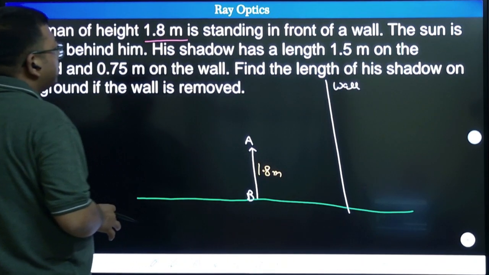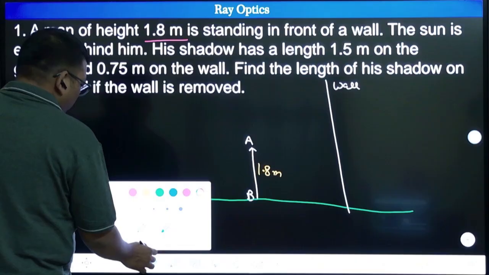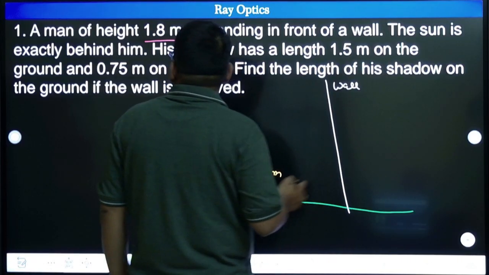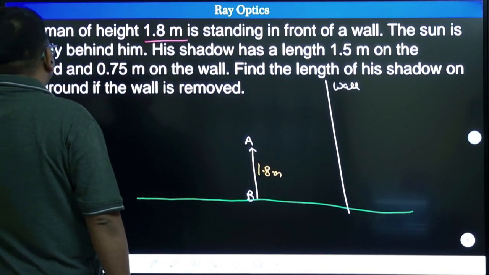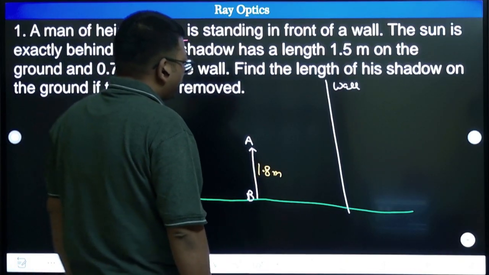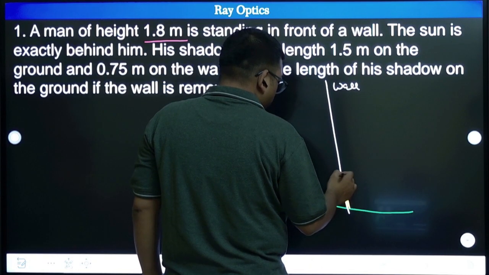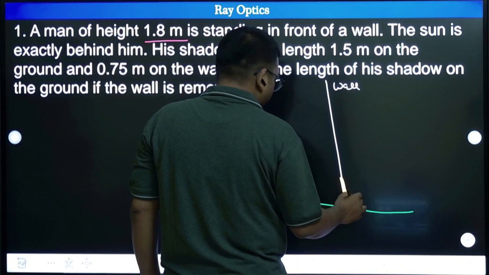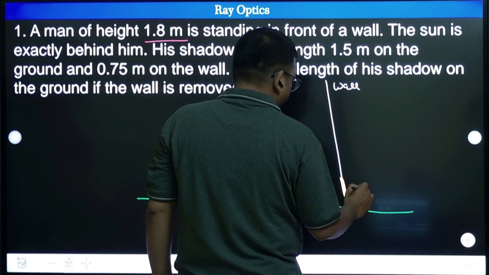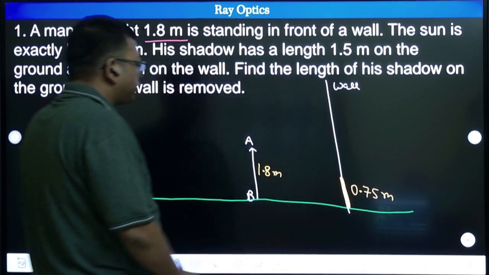His shadow has a length of 1.5 meter. His shadow is coming small. If you look at his shadow, it is showing that its shadow is 1.5 meter on the ground and 0.75 meter on the wall. So on the wall it is looking still smaller. Okay, let us say like this. This is his shadow forming here, 0.75 meter. His shadow is forming like this on the wall.